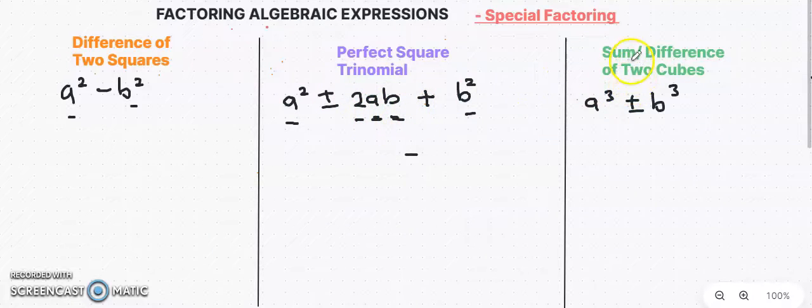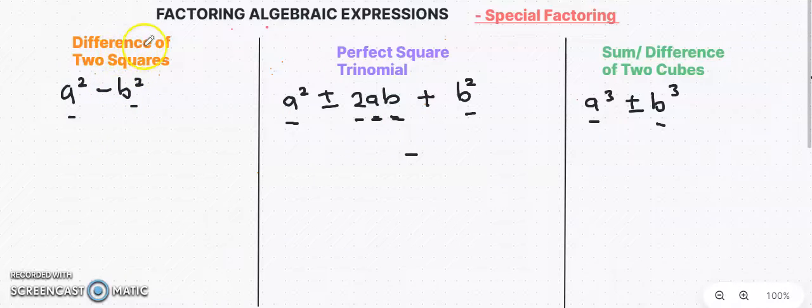And next is the sum or the difference of two cubes. We have the cube of a term plus or minus the cube of another term. These three expressions can be factorized by special factoring.